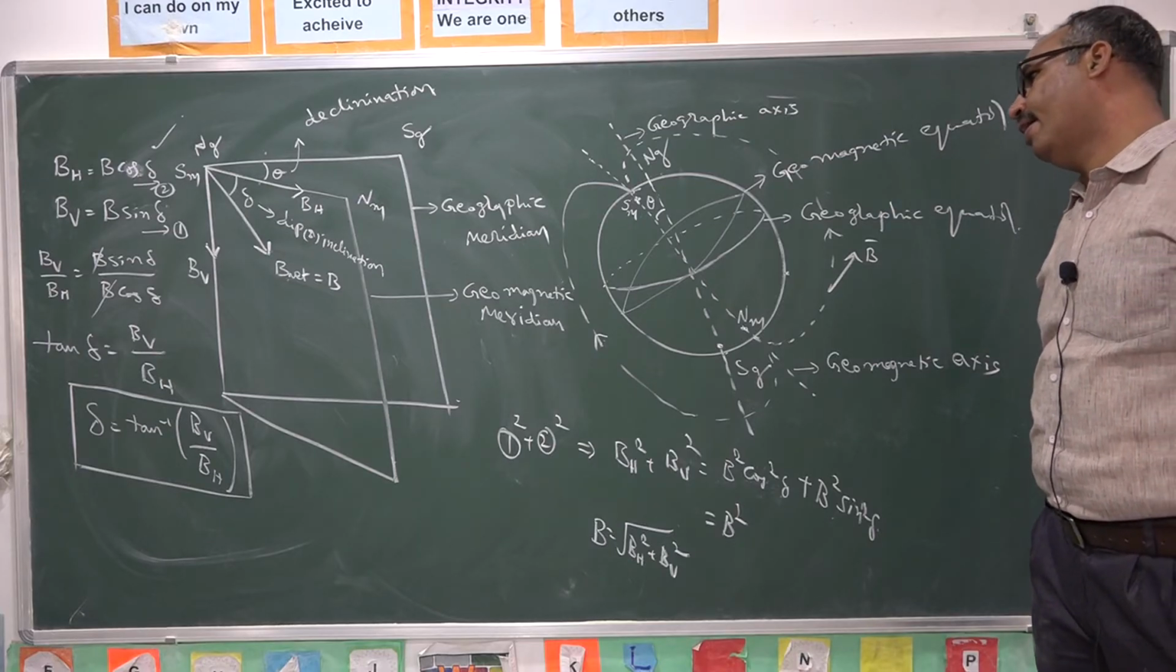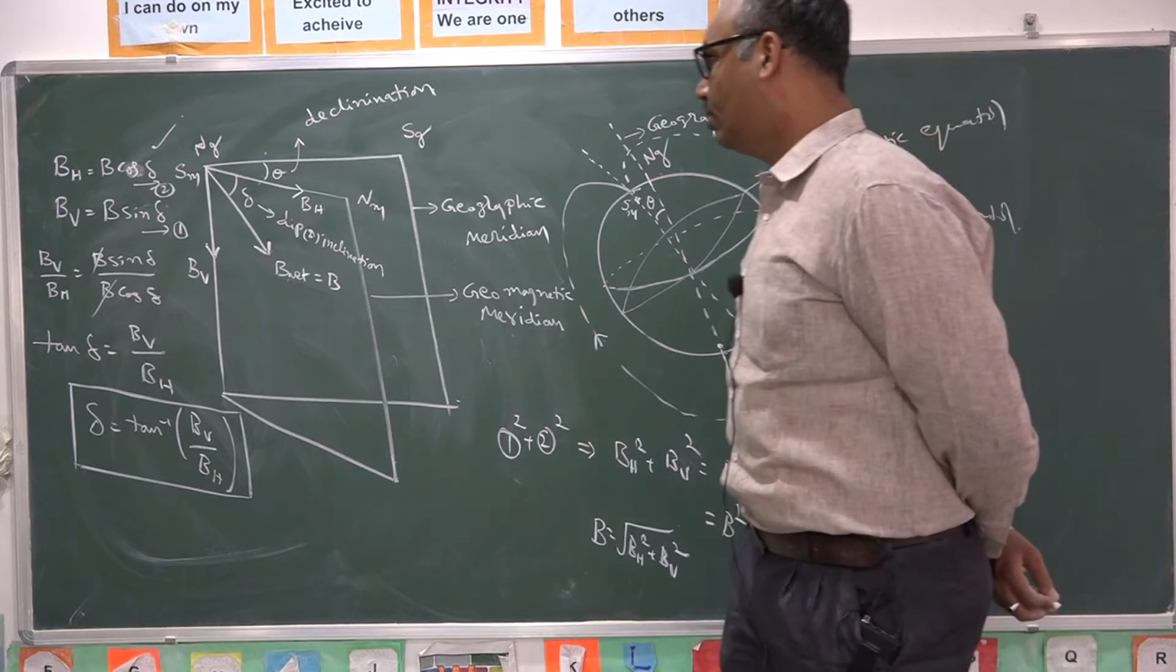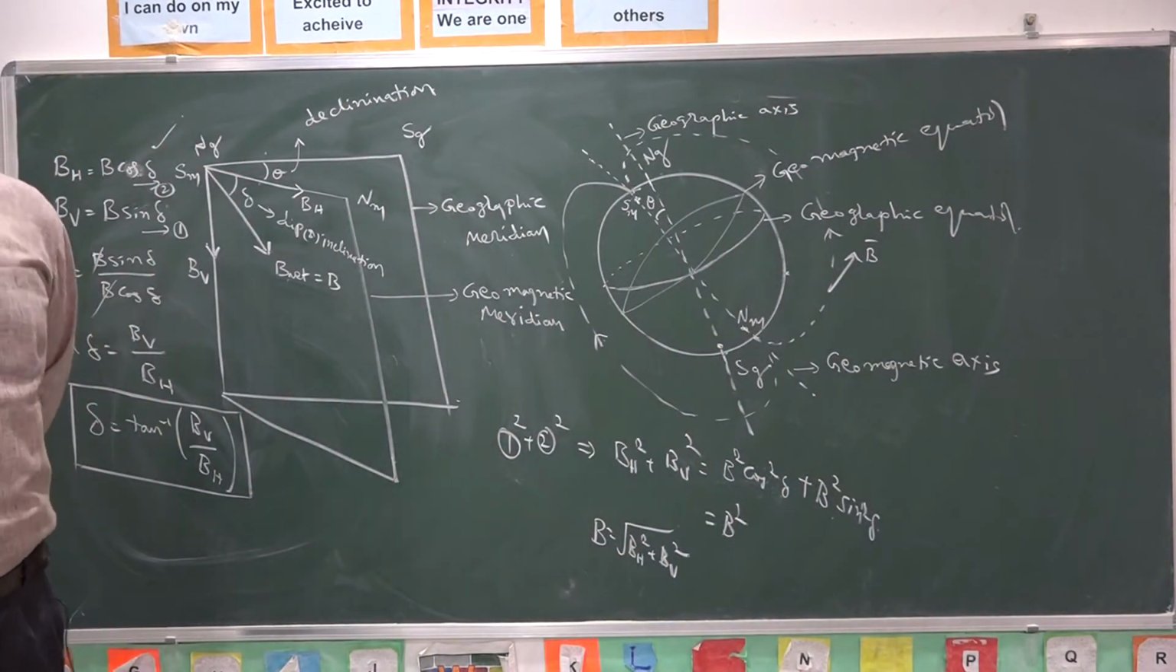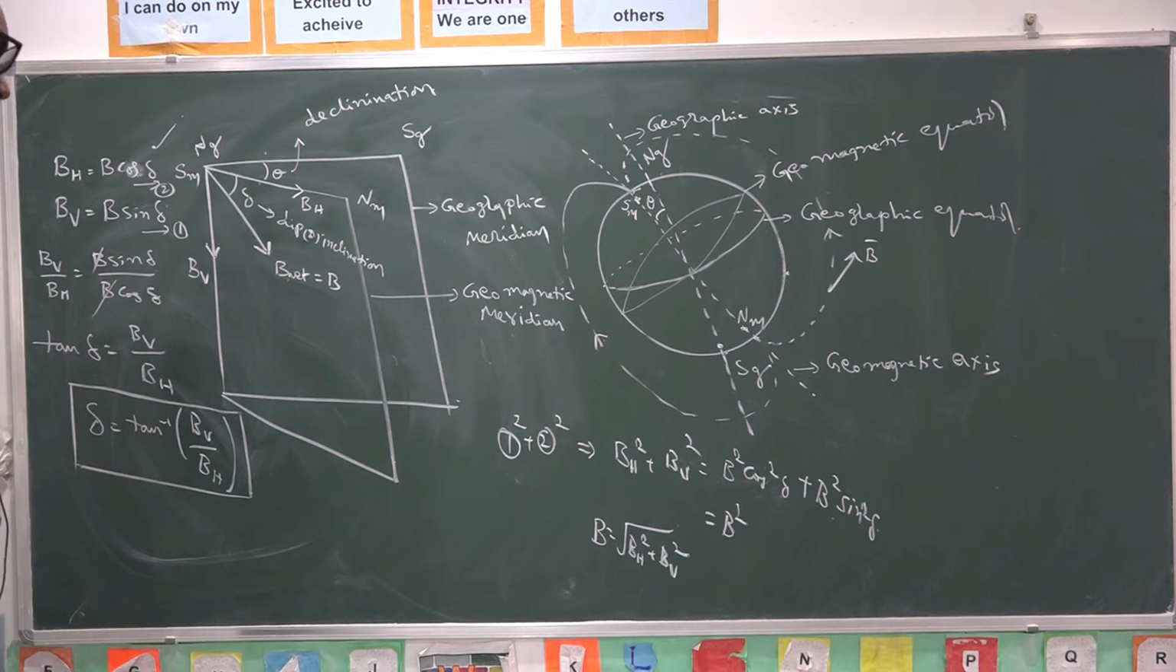The net magnetic field can have two components. One component is horizontal to the surface of Earth, called the horizontal component. The other component is perpendicular to the surface of Earth, called the vertical component. This horizontal component and vertical component can be calculated by using this formula.